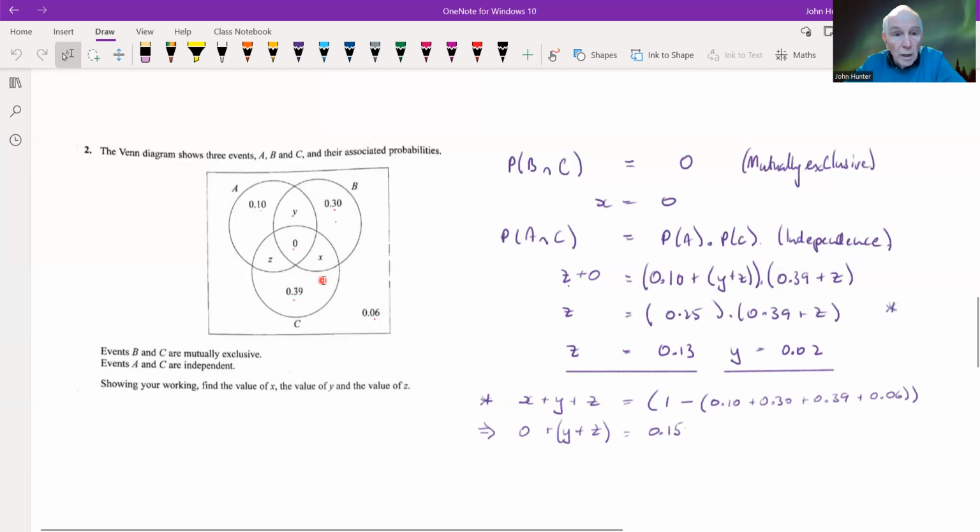Okay, so that is Venn diagrams. Hopefully I've helped to clarify that. They are, or at least they can be, quite tricky little problems, but hopefully that will help.